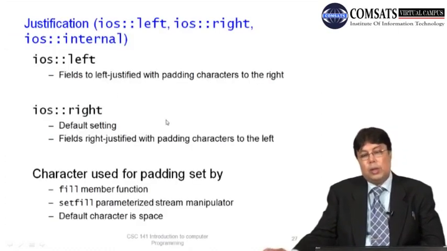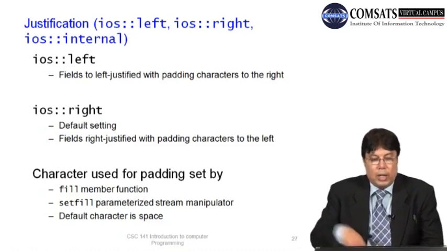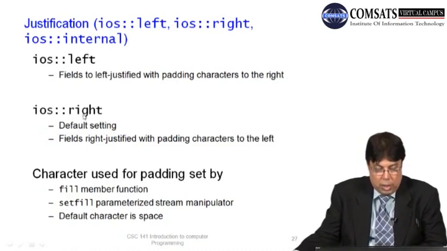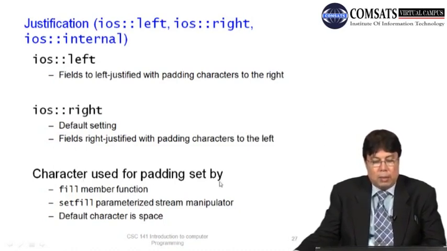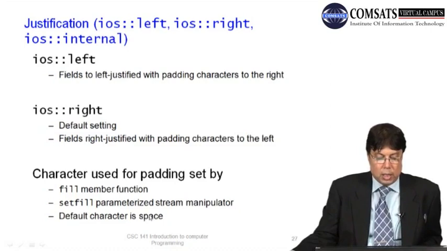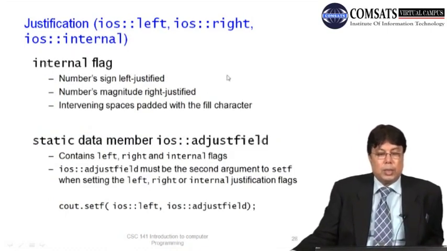Left justified, usually we use that, and this justification is defined in the ios stream, that is left, right, internal. Internal I have already explained to you in the previous slide. So you can fill for left justified with padding characters to the right, and for right justified the padding characters to the left, and that is also the default setting for integer numbers. The character used for padding is set by the fill member function. As I said, the default padding is the space, but you can set fill with any character that you wish. I'll show you with the help of an example also.